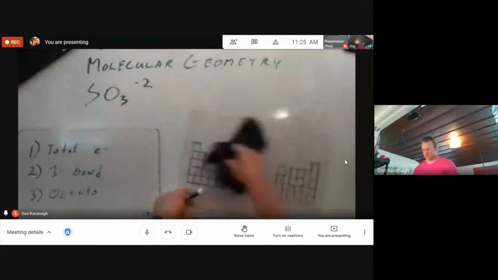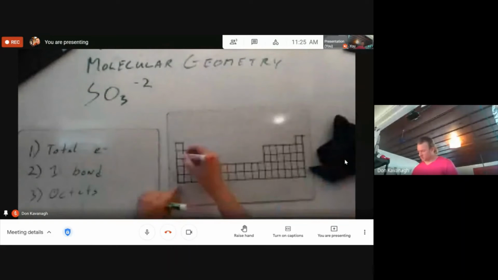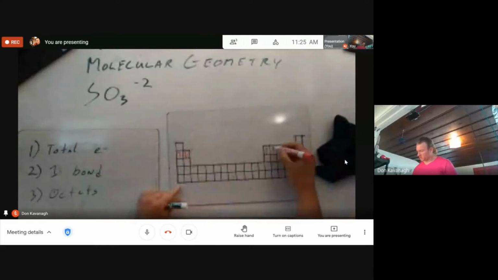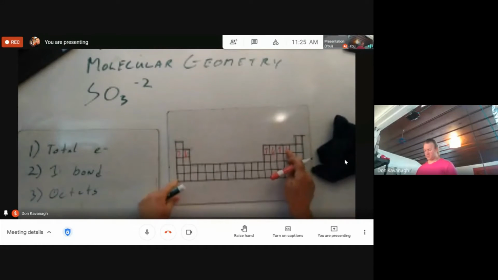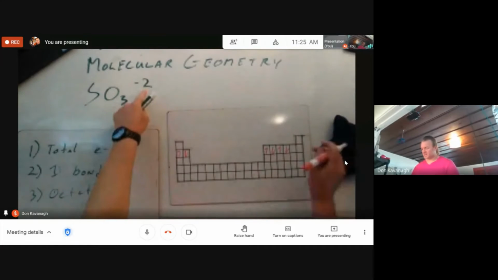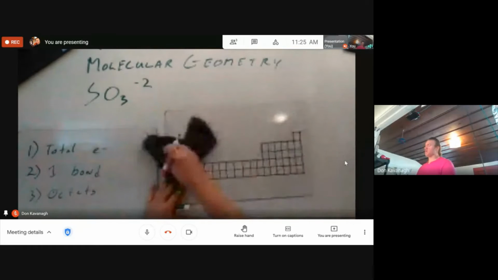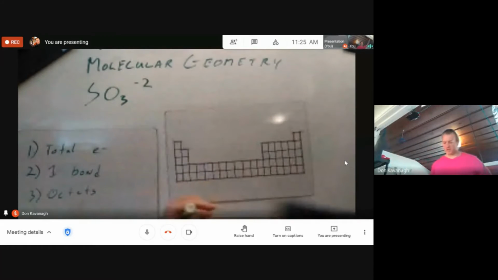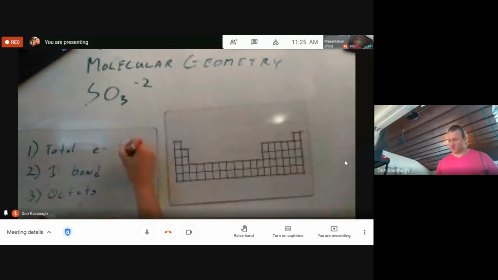Oxygen, this box represents the box that oxygen is on the periodic table. Pause for a moment and convince yourself of that. Oxygen's also going to bring 6. So we have 6 plus 6 plus 6 plus 6, 24. And then we have a -2 charge. So 26 electrons total. That is what our final Lewis dot structure can have. No more, no less.